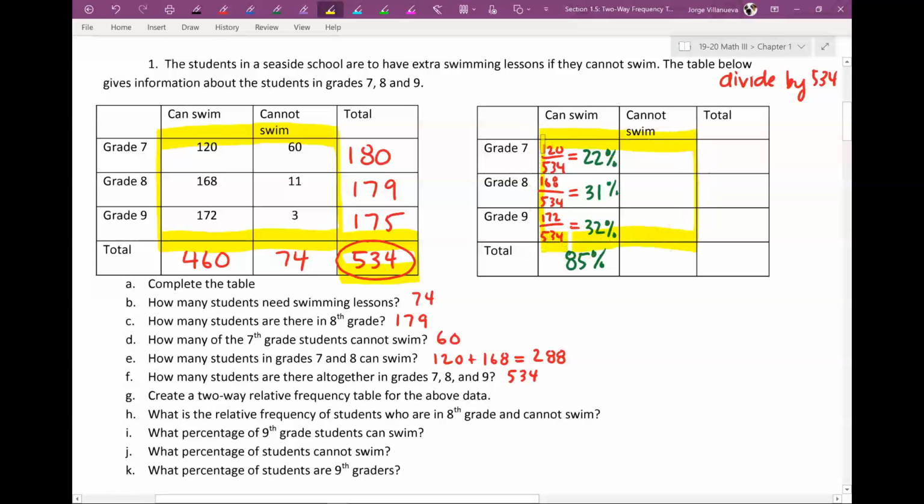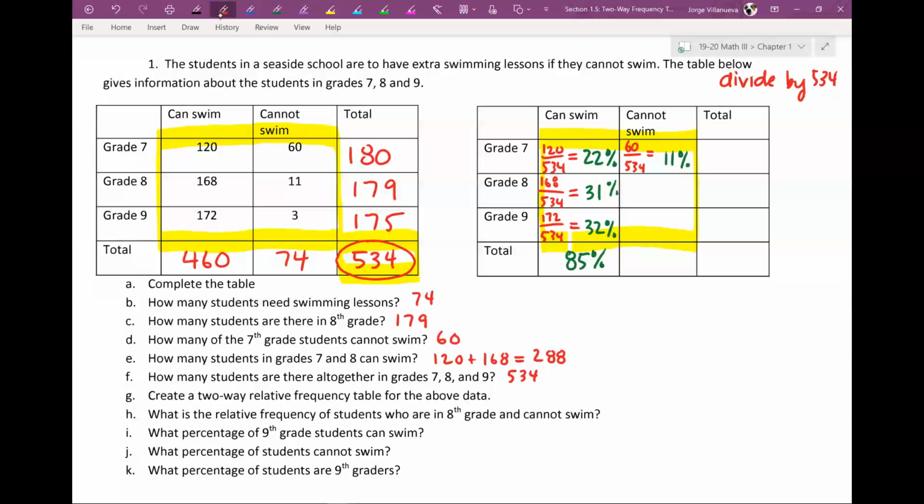Okay? So let's go ahead and do the division for 60, 11, and for 3. Okay? So if I do 60 divided by 534, that gives me 11%. And again, I'm going to repeat. I do not normally show the work when I do this. I just give you the percentage. I'm just showing you for one of these what's happening in there. Okay? I'm dividing each one of that piece of data by the total.